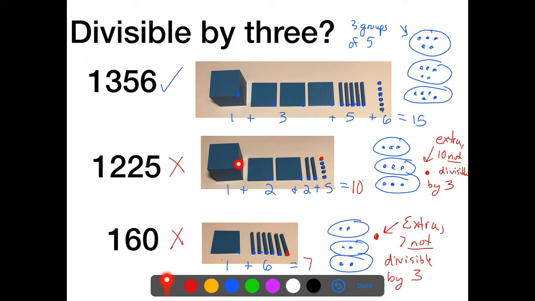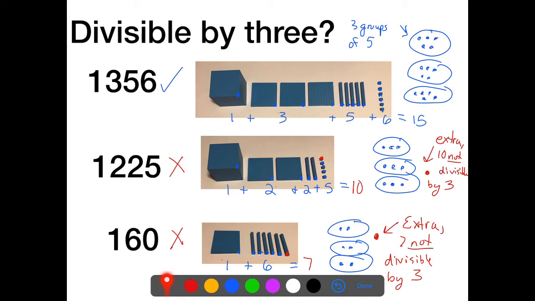1,225, I take 1 plus 2 plus 2 plus 5 for 10. 10 is not divisible by 3. My 10 leftover pieces, I can make 3 groups of 3, but I have 1 left over, which means the entire number is not divisible by 3.